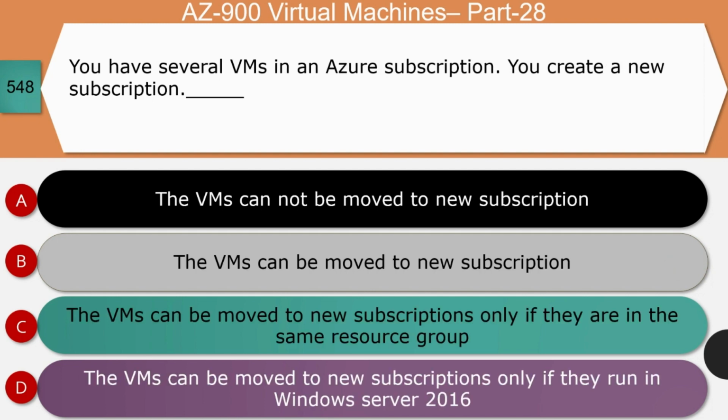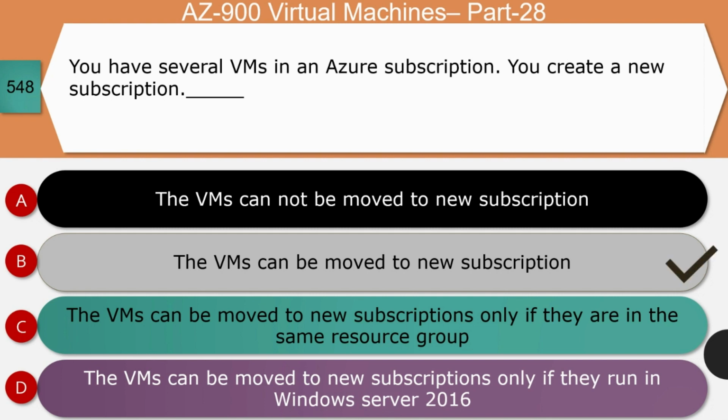Next question, you have several VMs in the Azure subscription. You create a new subscription by dash. Option A, the VMs cannot be moved to a new subscription. Option B, the VMs can be moved to new subscription. Option C, the VMs can be moved to new subscription only if they are in the same resource group. Option D, the VMs can be moved to new subscription only if they are in Windows Server 2016. The right answer for this question is option B.